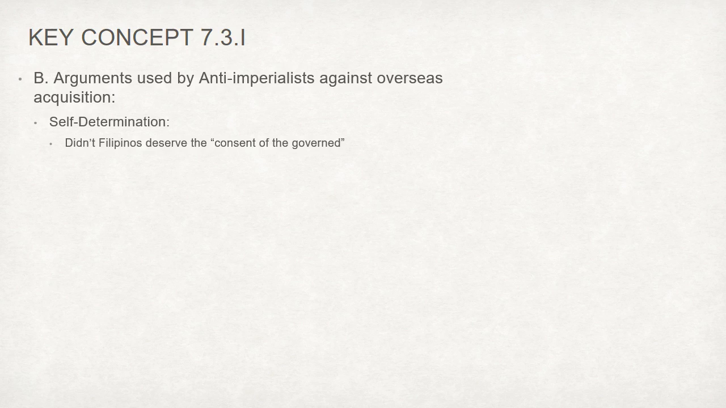We'll talk more about this when we talk about the Spanish-American War, but this is one of the loudest arguments that's made after the Spanish-American War when the United States decides to colonize the Philippines.